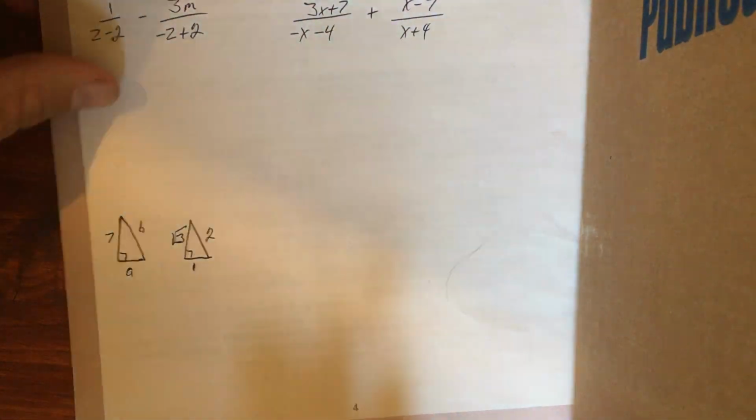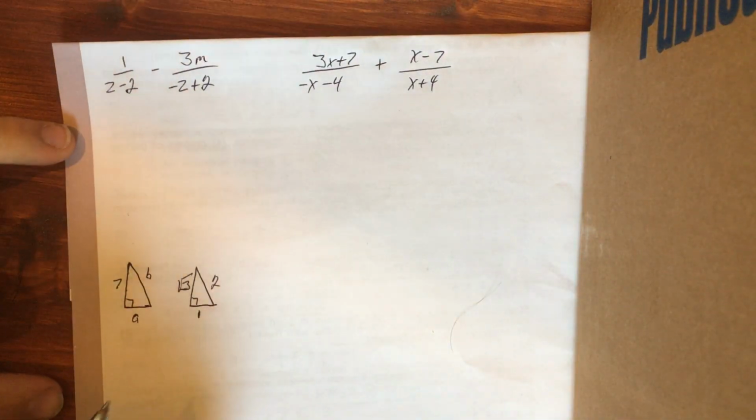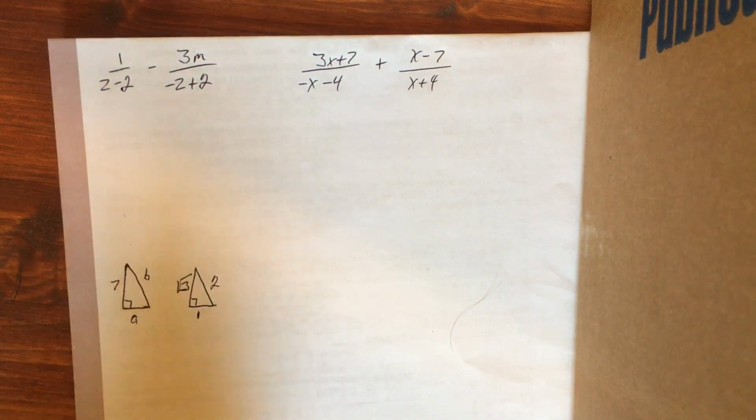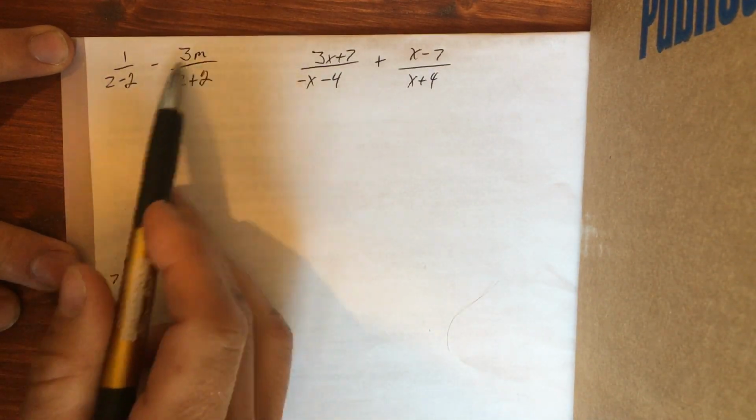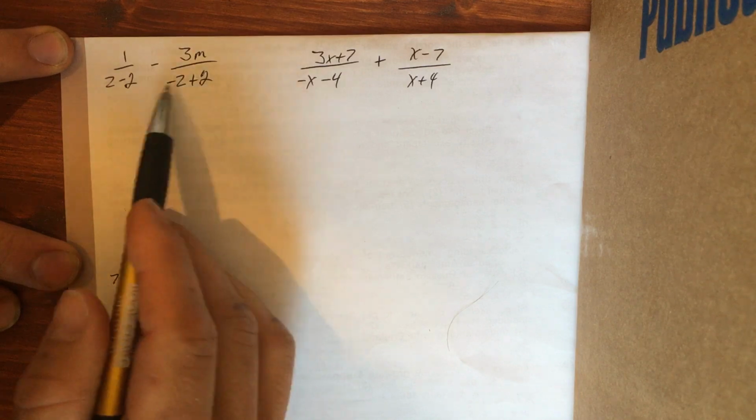Right there at the top. So 1 over z minus 2 minus 3m over negative z plus 2.